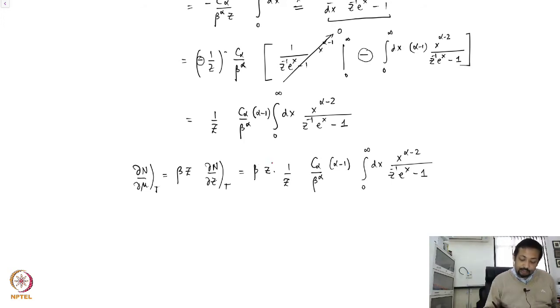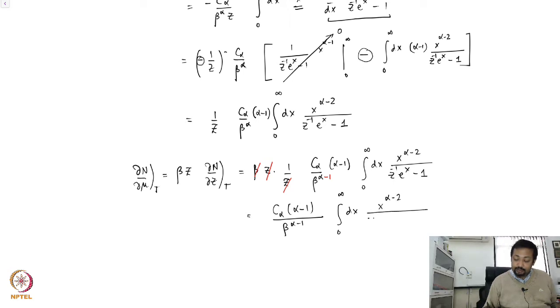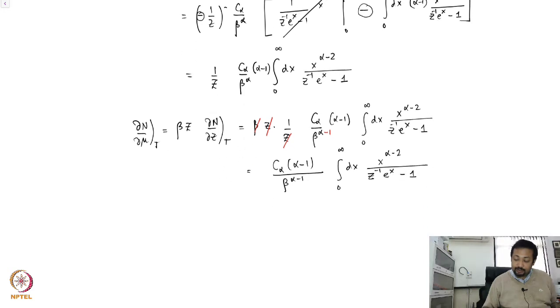So the cancellation means that z cancels out and β cancels with one factor of β raised to the power α, so that this becomes β^(α-1). And the answer that I have is C_α (α-1) divided by β^(α-1), ∫ from 0 to infinity dx x^(α-2) / (z^(-1) e^x - 1).